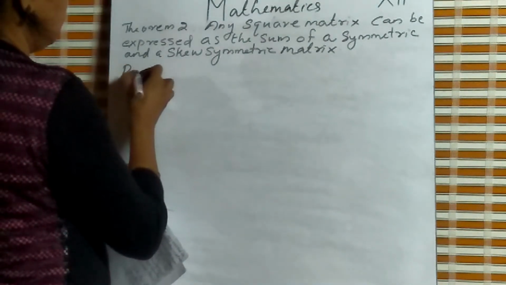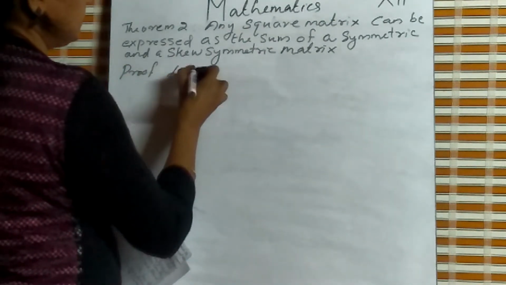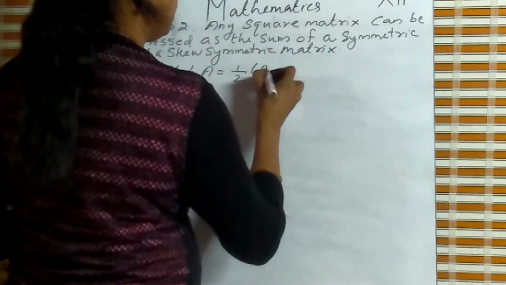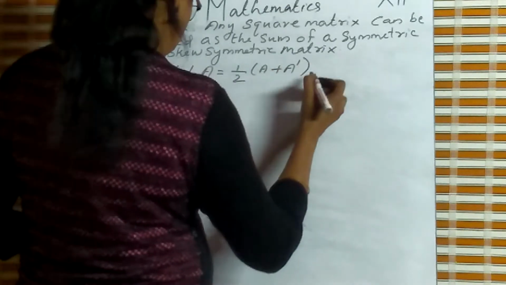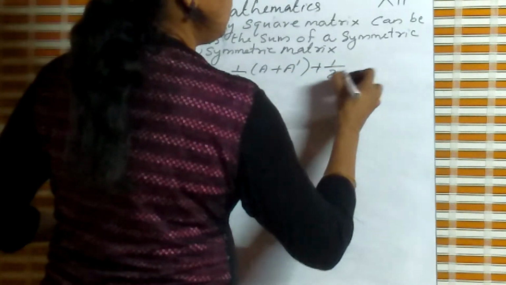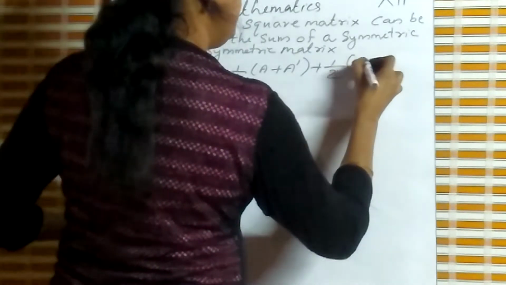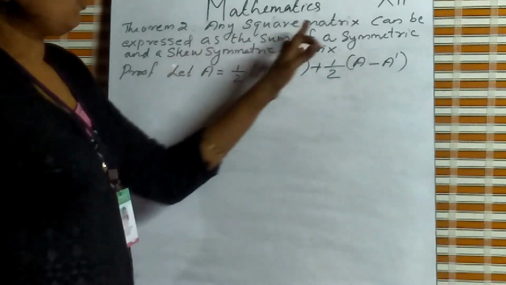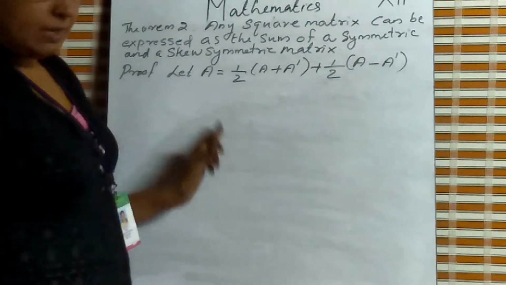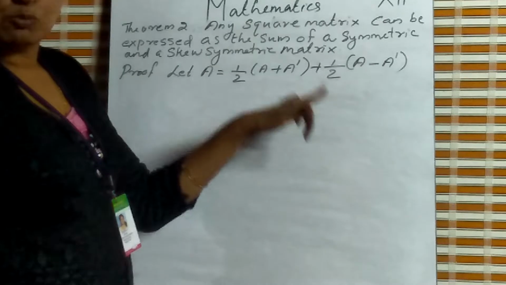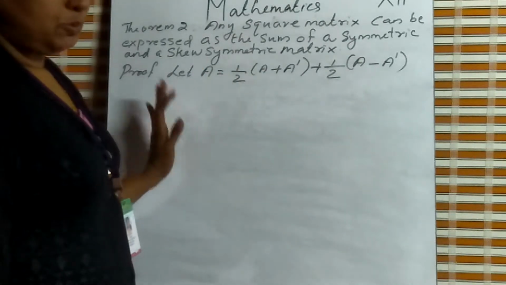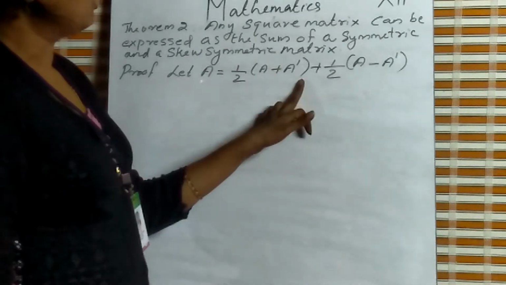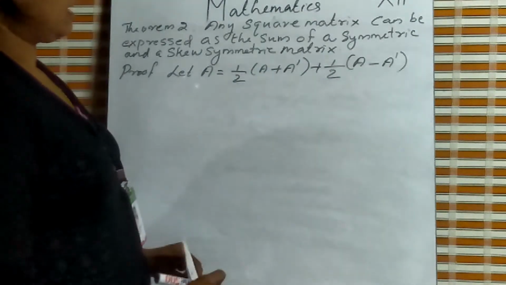For that, let A be equal to half of (A plus A transpose) plus half of (A minus A transpose). Listen, our second theorem is that any square matrix can be expressed as a sum of a symmetric and a skew symmetric matrix. To prove this, we take A equal to half of (A plus A transpose) plus half of (A minus A transpose).